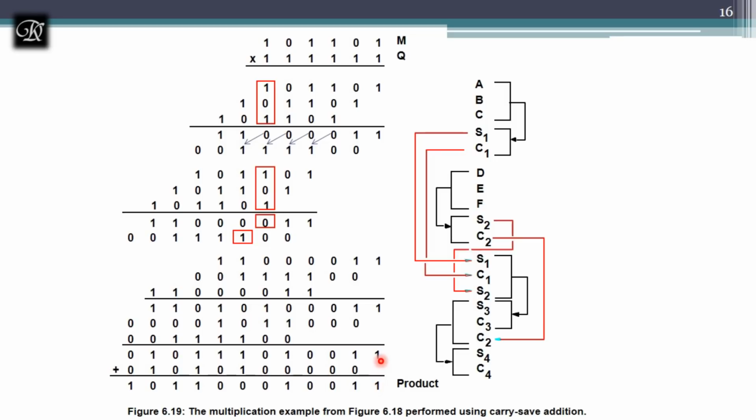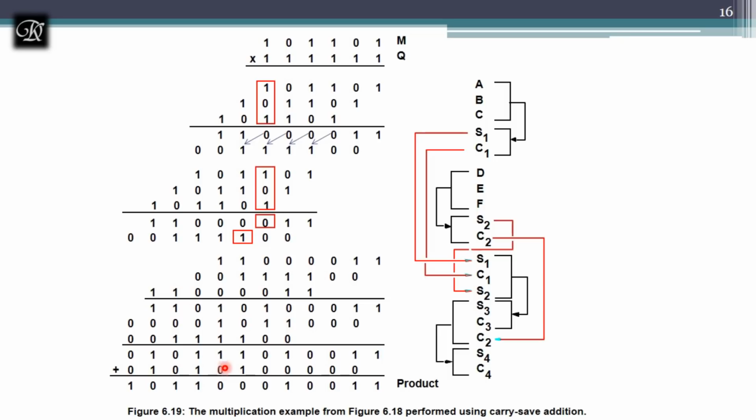Let's add it. So 1 and 0 it is 1, 0 and 0 it is 0, 0 and 0 it is 0, and 1 and 1 0 it is 0, 0 and 0 it is 0, 1 and 1 it is 1 0, 0 will be here, carry will be considered here. This is the difference you should remember. In the final you should add the carry to the next stage.